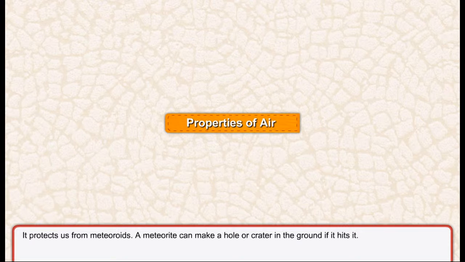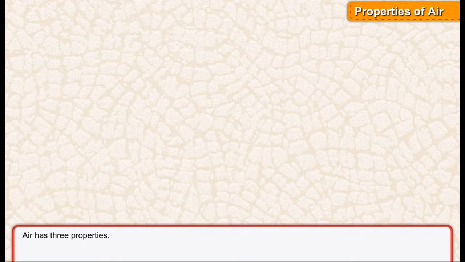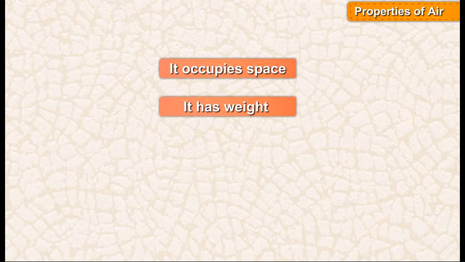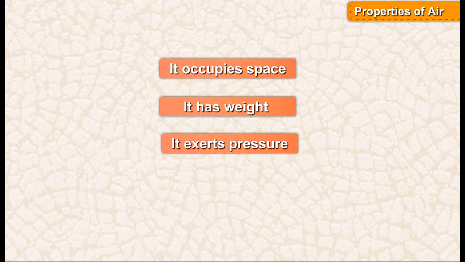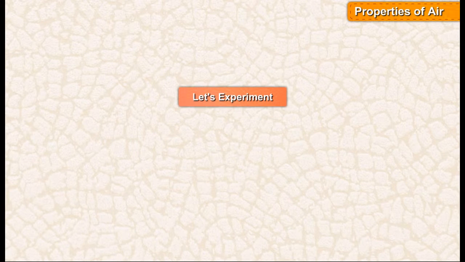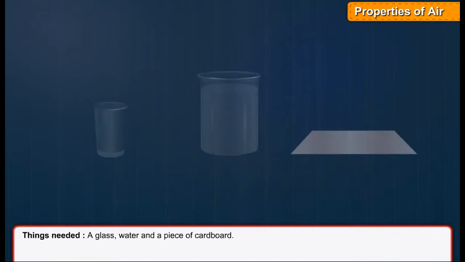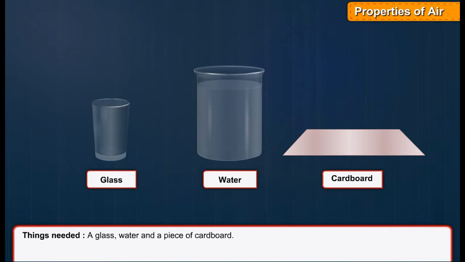Properties of air. Air has 3 properties. It occupies space. It has weight. It exerts pressure. Let's experiment. Aim: to show that air exerts pressure. Things needed: a glass, water, and a piece of cardboard.